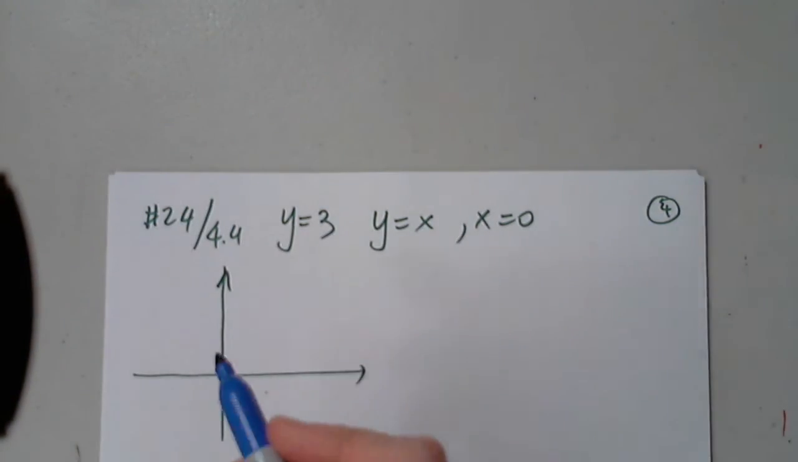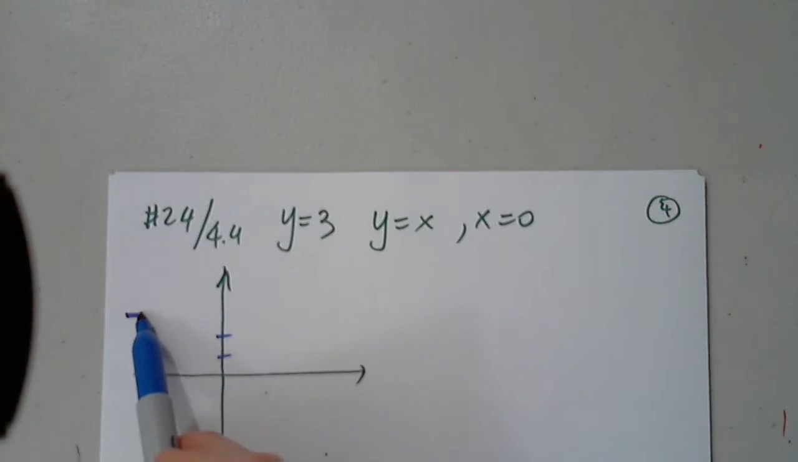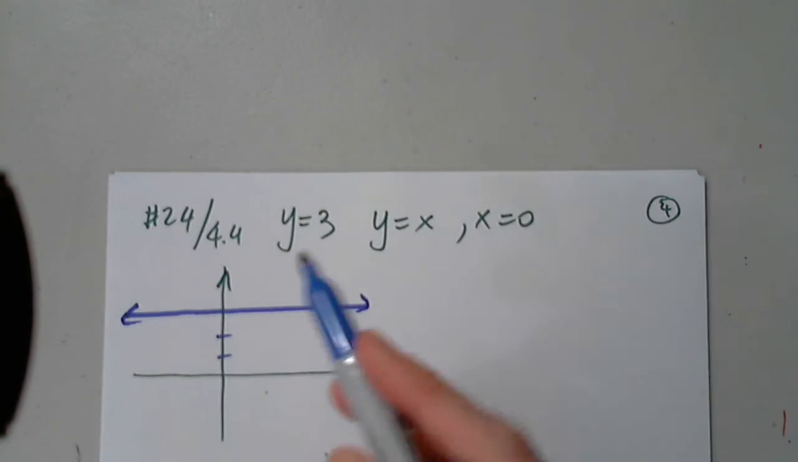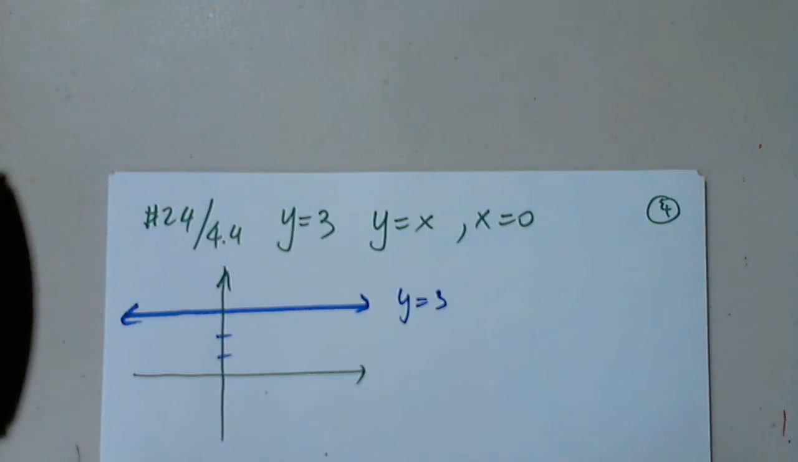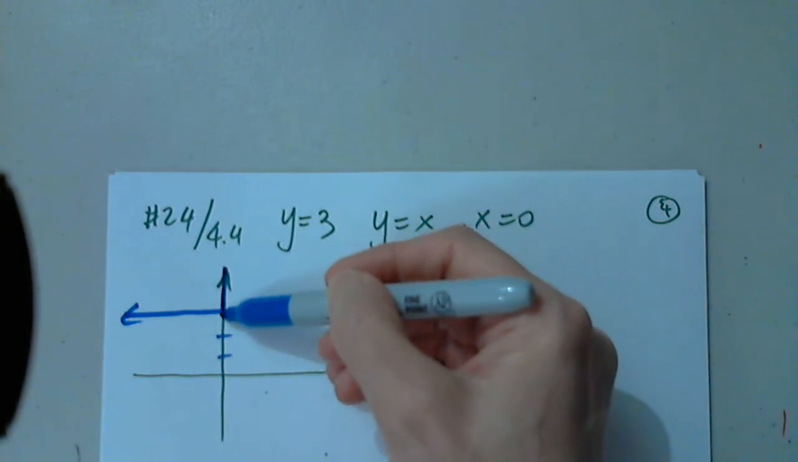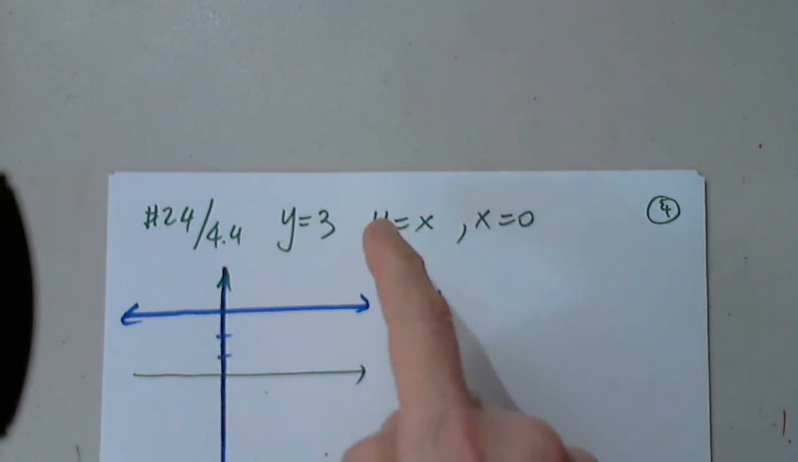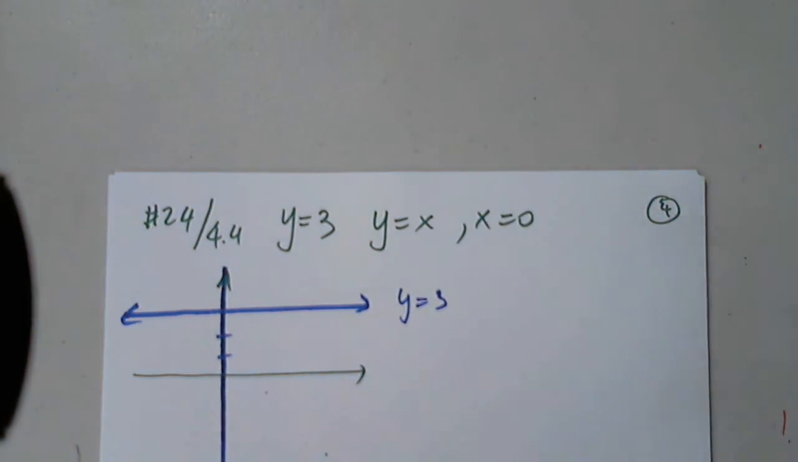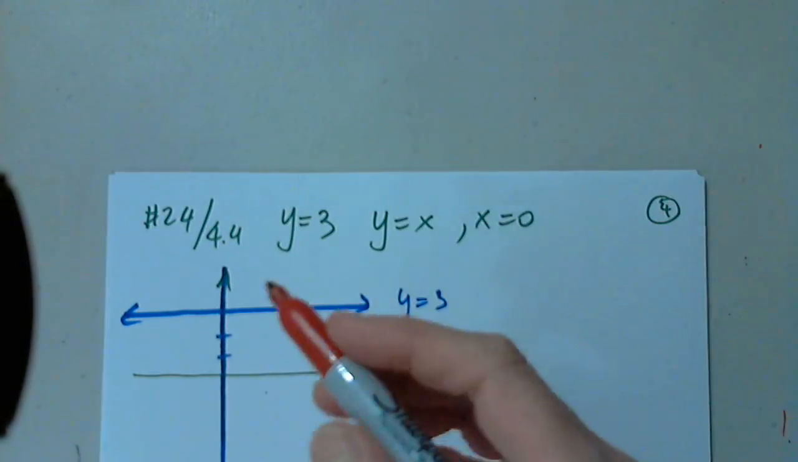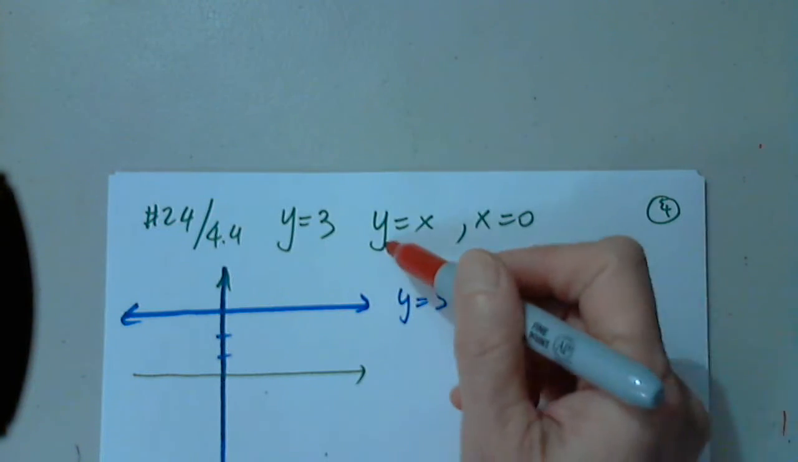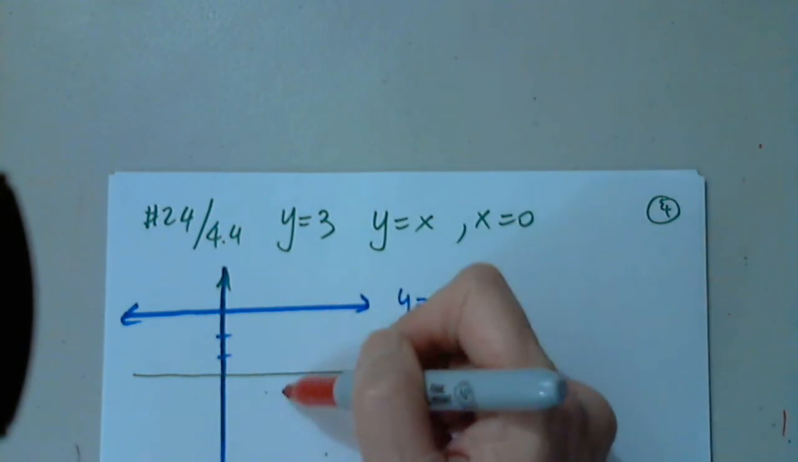So first, y equals 3 is this. X equals 0 is this. And y equals x is the line that bisects the first and the second and the third quadrants. And because y equals x, when y is 3, x is 3.